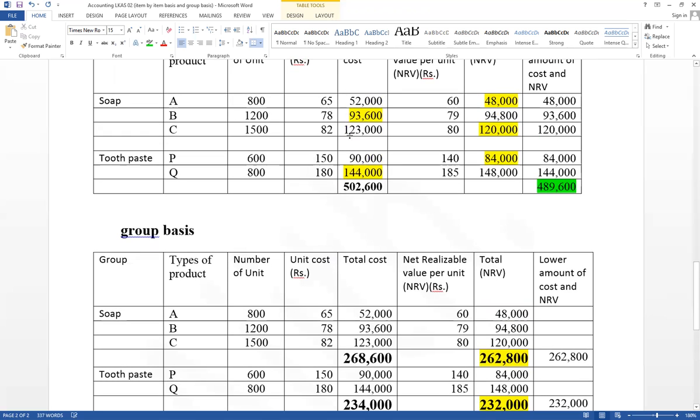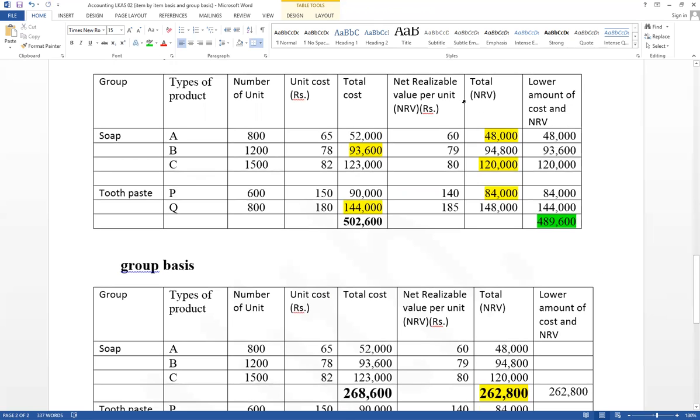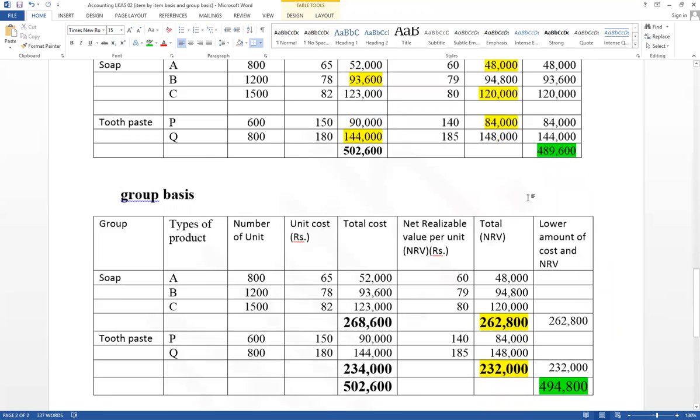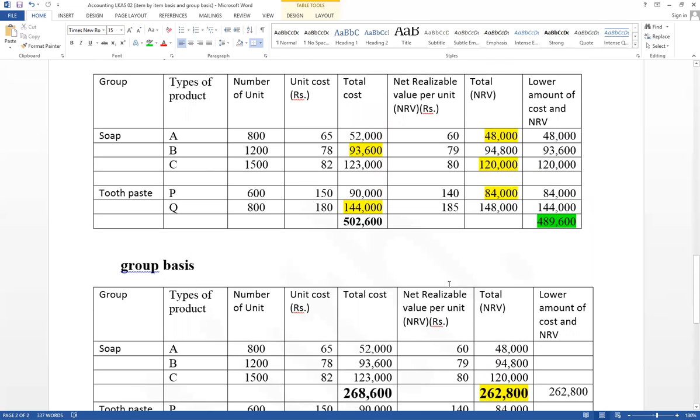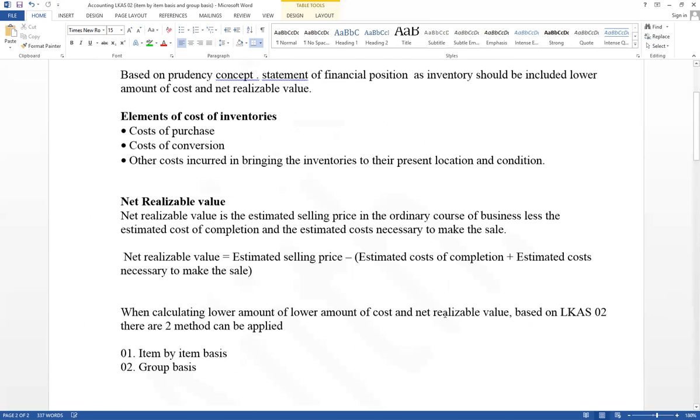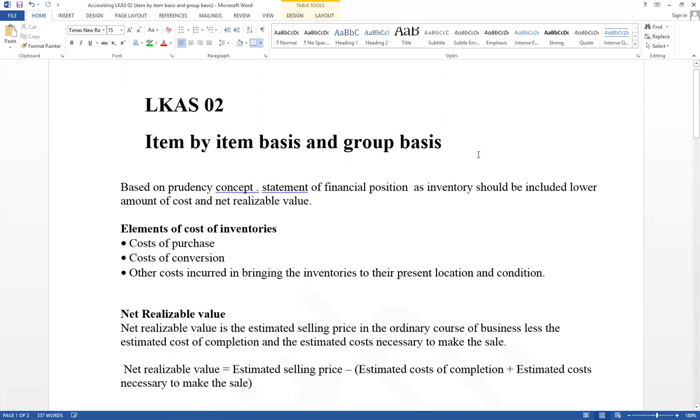Think about item by item. Here the total value and total NRV need not be calculated. When a business applies item by item, think about the total cost value and total NRV, then the lower amount should be considered. But on the group basis, soap is a group with its total cost and total NRV, so think about the lower amount. Toothpaste is a group with its total cost value and total NRV, so think about the lower amount. Then take the lower value as the total amount. Think about the prudence concept for the item by item basis as well as the group basis, for inventory.